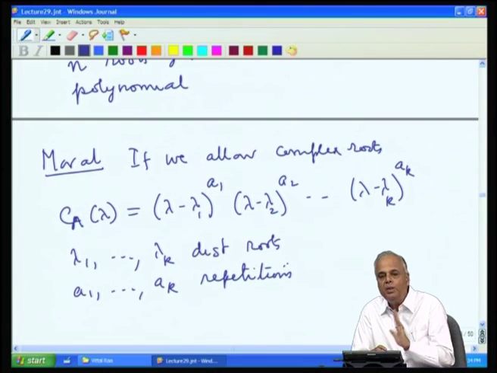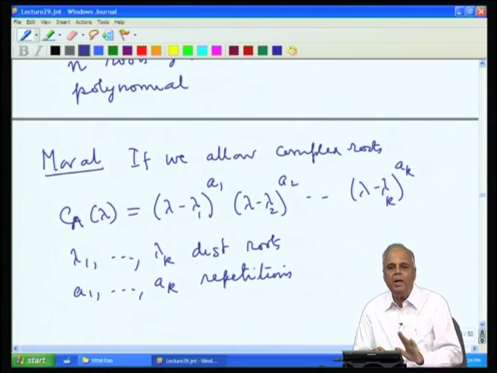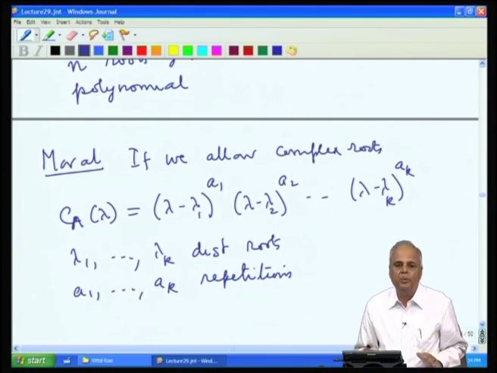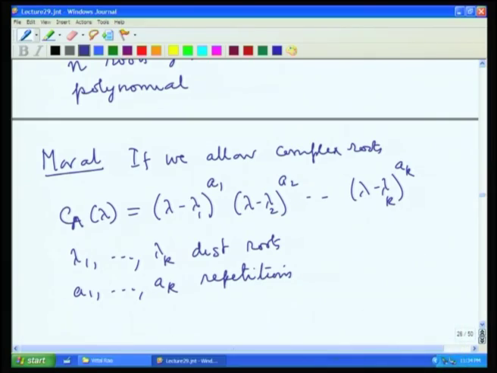Thus, in our search for eigenvalues, we have a clear idea now as to where we should look for them. Given the matrix A, construct the characteristic polynomial, look for its roots. Now, knowing about eigenvalues, we shall in the next lecture look at how we go and search for the eigenvectors.